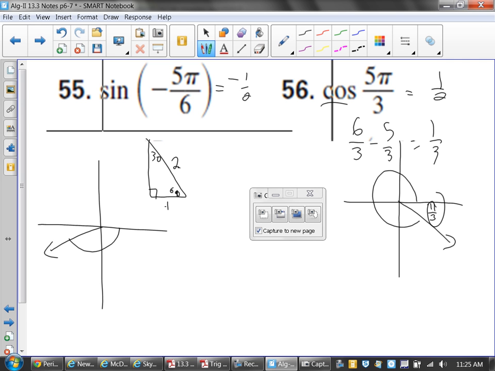If it was 4 pi over 3, that means it was just a little bit more than a pi. So if I subtract out a 3 over 3, I get a pi over 3, but I'm in the third quadrant. So that'll help alleviate which way you're going.